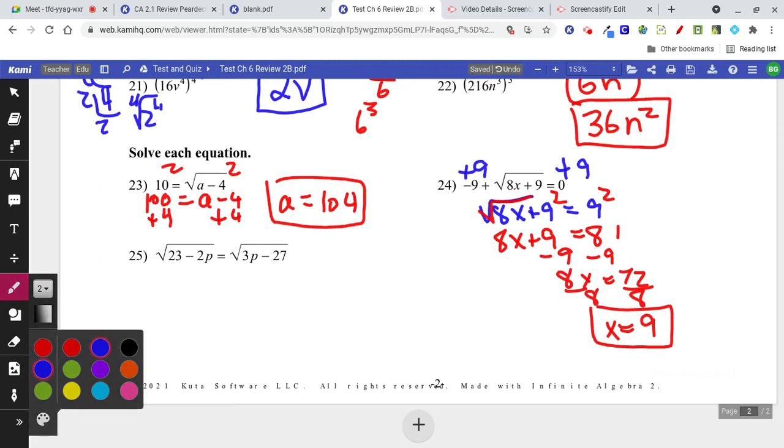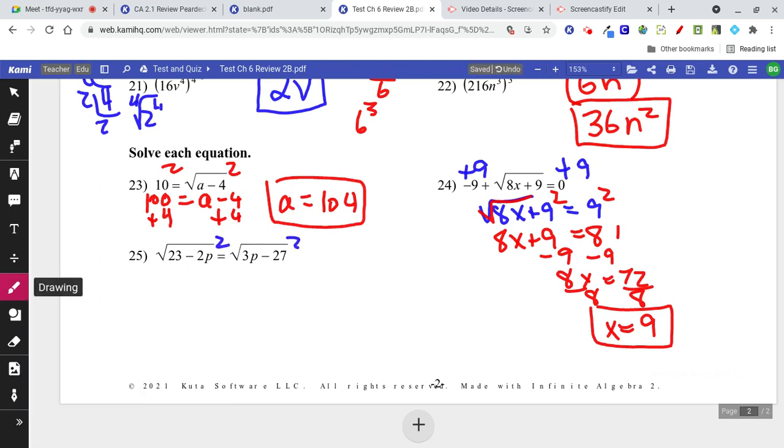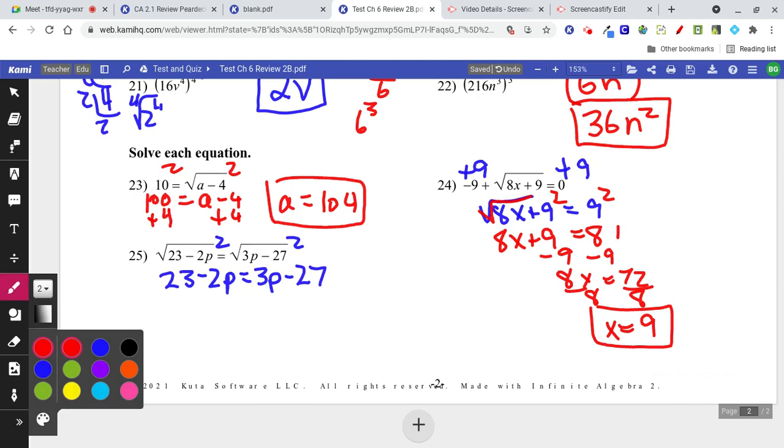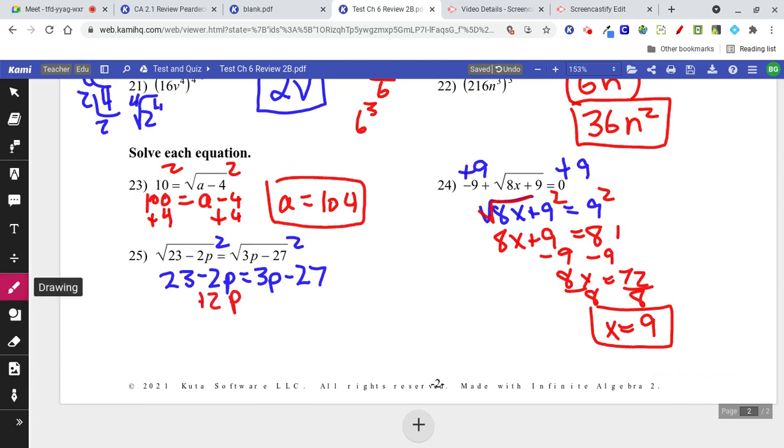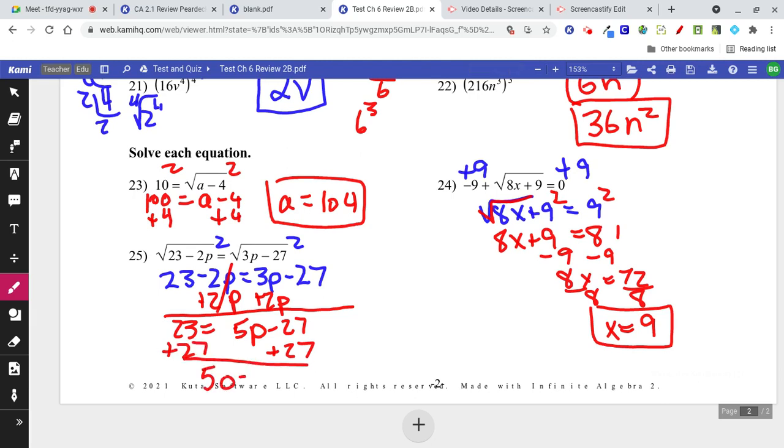Last one, square root equals square root. We can just square both sides, and that completely goes away. 23 minus 2p equals 3p minus 27. If you've got variables on both sides, the easiest thing to do, the best thing I think to do, is to knock out the smaller variable. So I'm going to add 2p. 23 equals 5p minus 27. Add the 27 over, and that gives me 50 equals 5p. So divide by 5, p equals 10.